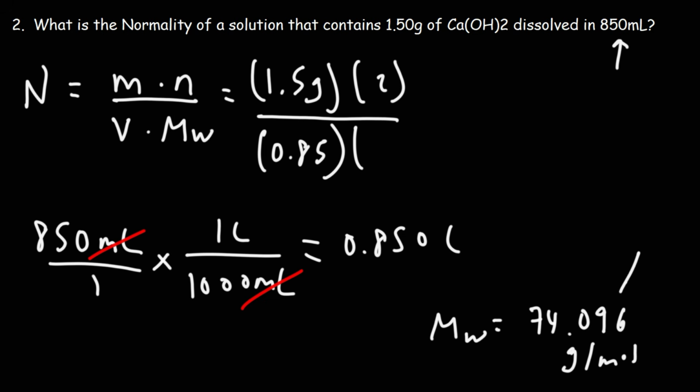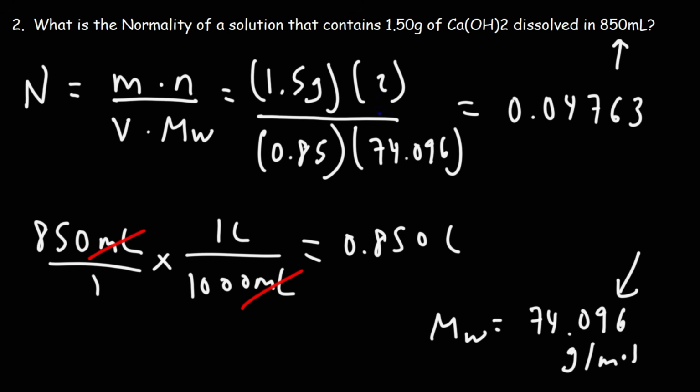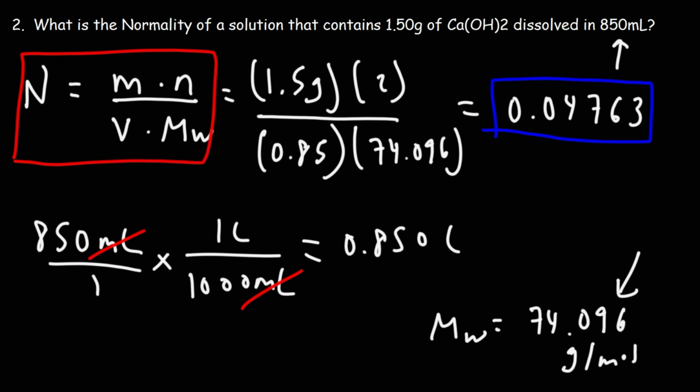And the molar mass, which we have here, that's 74.096. So this gives us a normality of 0.04763. So that's how you can calculate the normality of a solution using this formula. Now let's talk about how we can derive this formula.